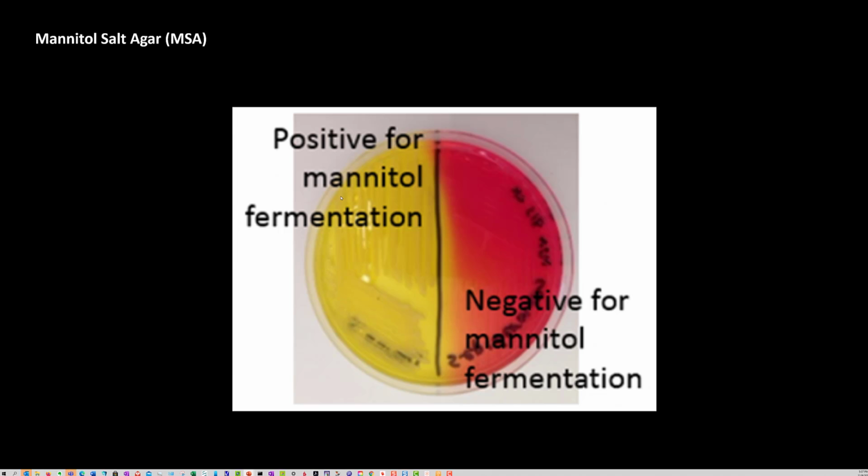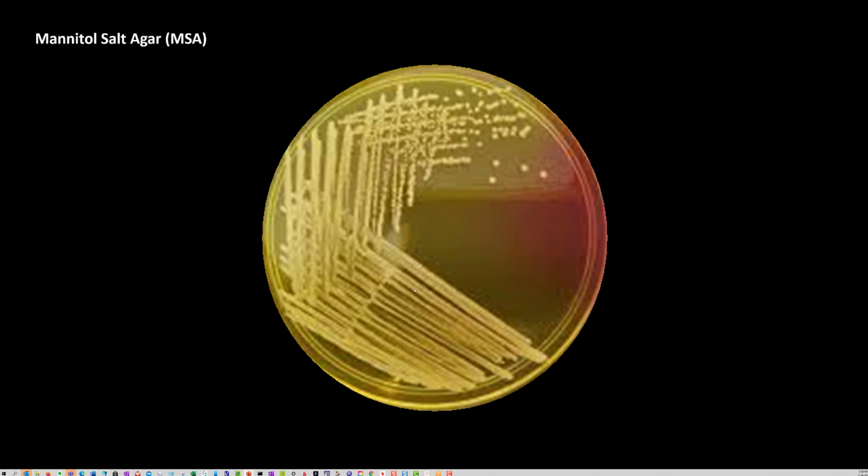So the yellow is positive for mannitol fermentation. This is negative for mannitol fermentation. Actually, yeah, you can see there's no yellow on that, but they both grew. Here's another positive test. You can see it streaked out in a small area. It depends on how long the plate's been incubated to see how much.